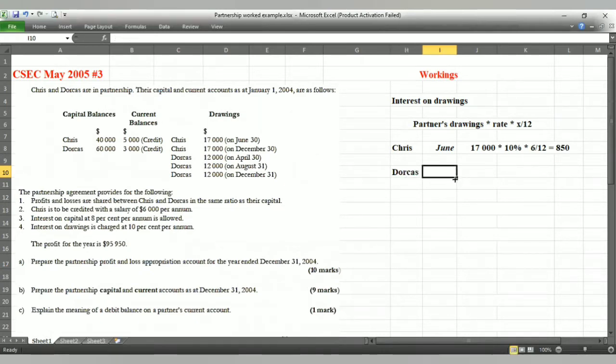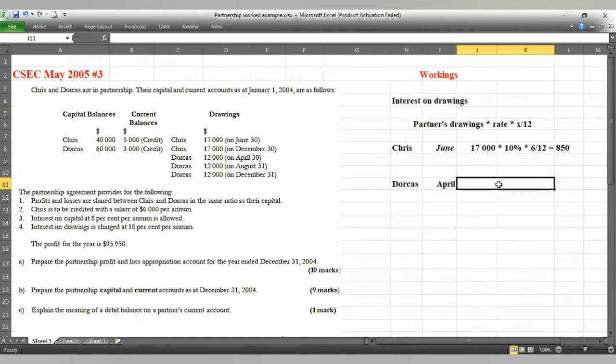Dorcas took drawings April 30th. So I'm going to write April right there to indicate that we're doing April workings. I needed some space there just to show the distinction. So that's April, and this was taken at the end of April, but the amount is 12,000. So that is 12,000 times the rate of 10%.